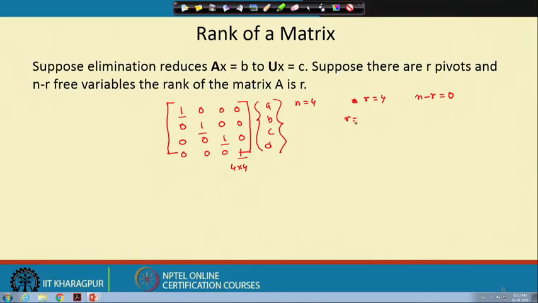Since there is no free variable, no assumption is required for the other variables to be found out. So the solution of the matrix vector equation, that is Ax equals b, will be unique. So if r equals n, then we can invert the matrix, or we have a non-singular matrix, or the determinant is non-zero.